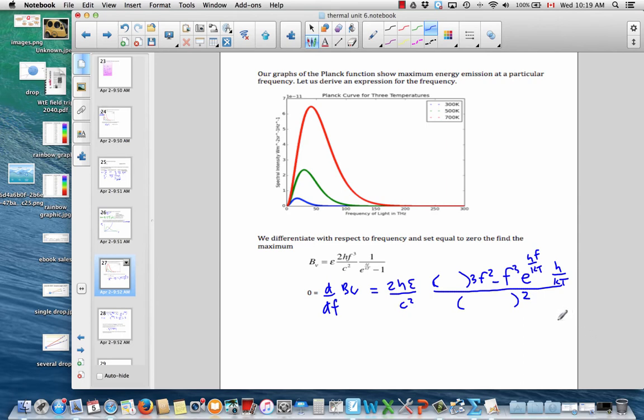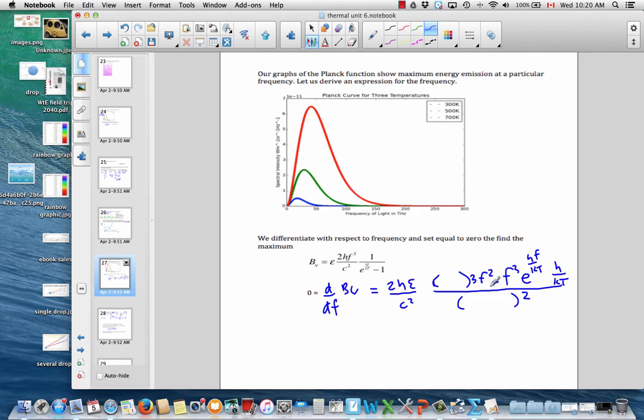Okay, now the only way that this is going to be 0, the denominator will never be 0, because it's only 0 as T goes to infinity, because then you get e to the 0, which gives you a 0 denominator. So the denominator won't be 0, the numerator could be 0.